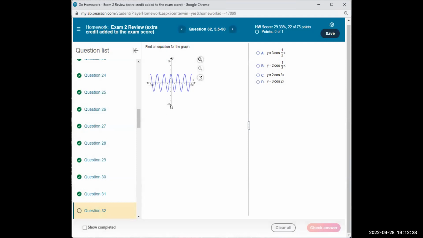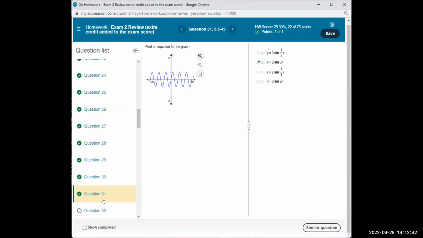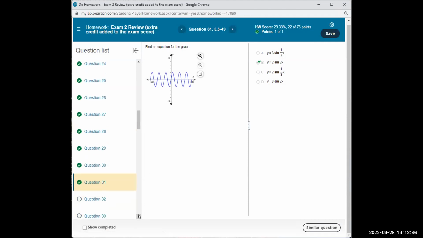Here we have an amplitude of 2. Is this the same one? It may have just been accidentally put in there twice. It looks like the same problem that I just did. Yeah, I think it is. I just somehow got it in there twice. So I'm going to skip that one since I just did it.